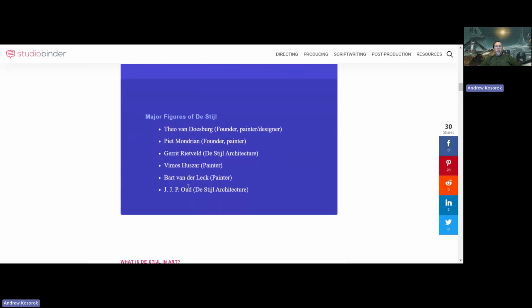And these are many of the main players. There were about 30 different artists that did this, but these are the main ones. Van Doesburg and Mondrian were the two people most often credited as the founders of the movement. And I believe it was Doesburg who wrote the manifesto we were looking at.